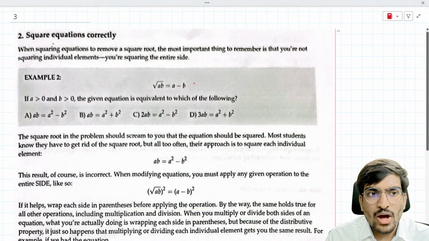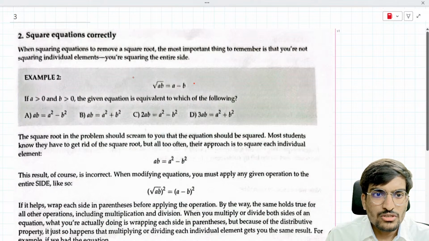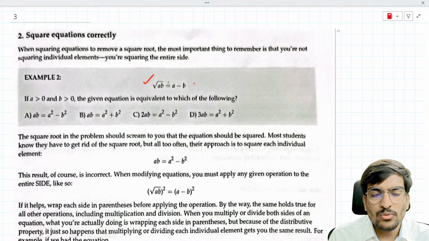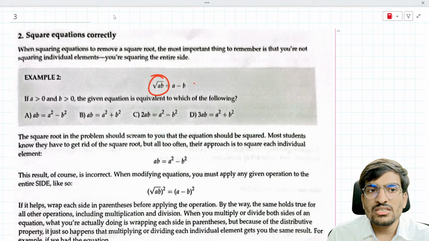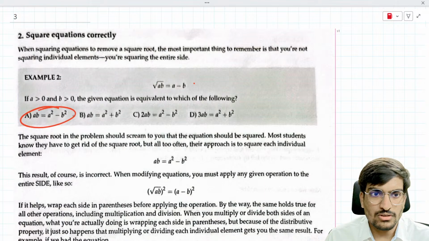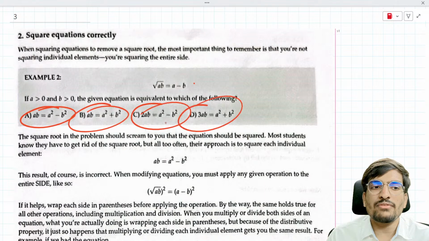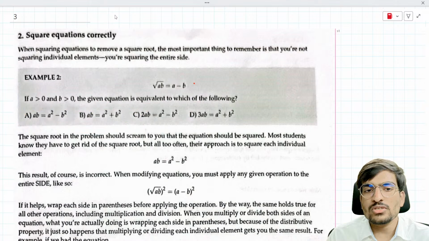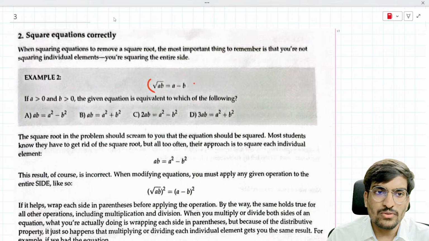Now, squaring equations correctly. Here you have an equation, and you have to solve it by squaring up. How do we know that we have to square up? Because the equation is given in root. If something is in root, we actually try not to keep the root in the equation. And also, how do we know we have to remove the root? You see the options, none of the options have a root. So how can we remove the root? By squaring on both sides. So the topic is squaring equations correctly.